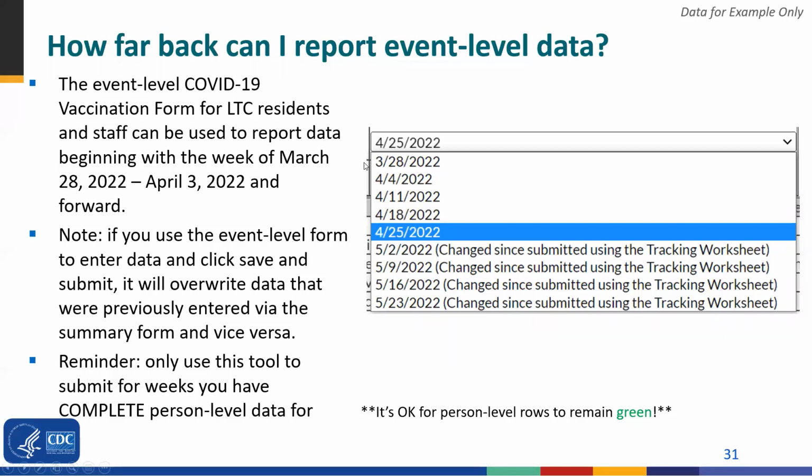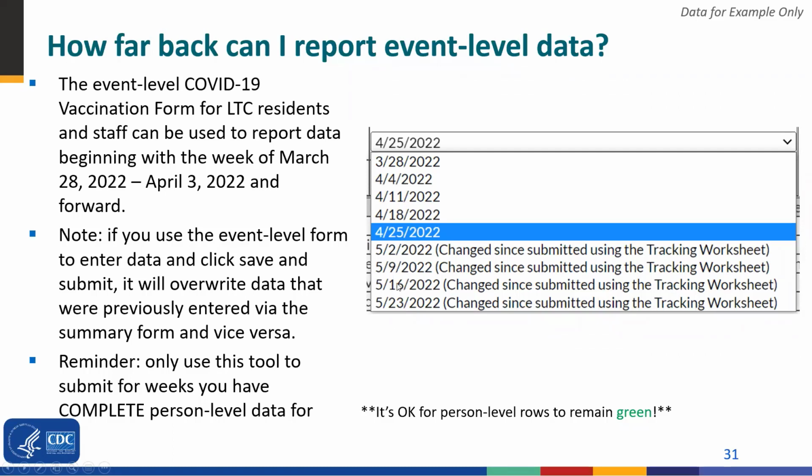So you can submit as far back as March 28th, 2022, because this was the first week when this tool was rolled out. And our reminder was that you should only submit for weeks that you have complete person level data for. So with the example that Heather gave earlier, for example, if 5/16 was the first week that she started using the person level tool, then she should submit for the week of 5/16 and then the week of 5/23 and every week going forward.